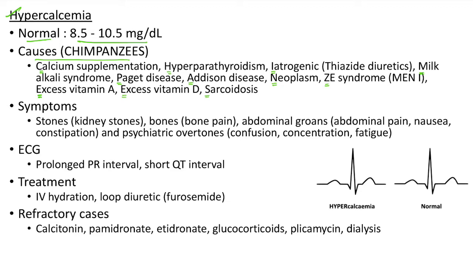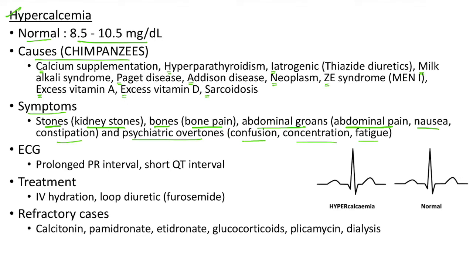Now let us see about the symptoms of hypercalcemia. They can be remembered by the mnemonic stones, bones, abdominal groans, and psychiatric overtones. Stones refers to kidney stones. Bones mean bone pain. Abdominal groans refer to abdominal pain, nausea and constipation, and psychiatric overtones refer to confusion, concentration problems and fatigue seen in hypercalcemia.